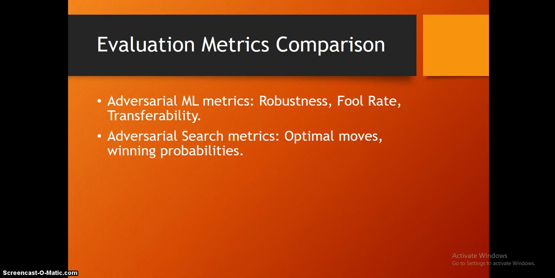Evaluation matrix comparison. Let's compare the metrics. Adversarial machine learning. We evaluate how robust the model is, how often it gets fooled, and how transferable the attacks are to the other models. Adversarial search. We look at optimal moves and the probabilities of winning based on each player's strategy.